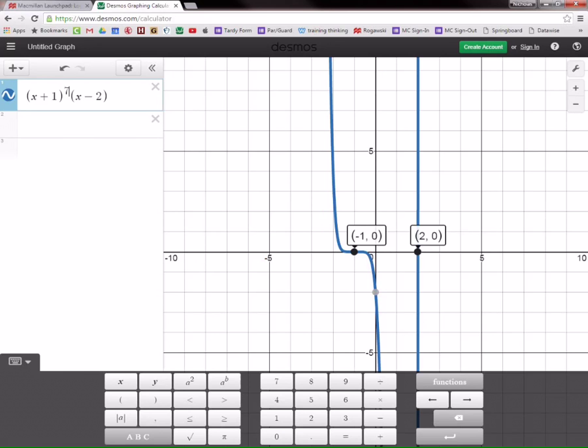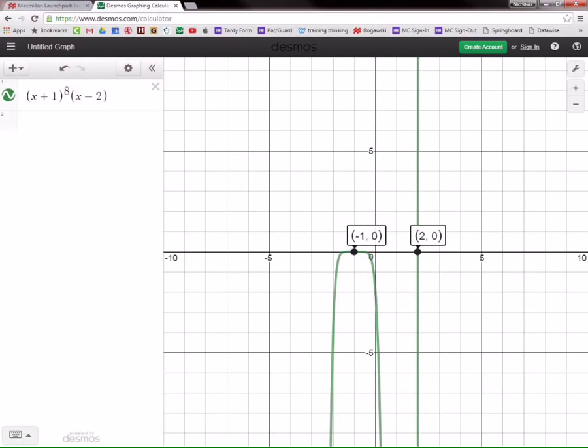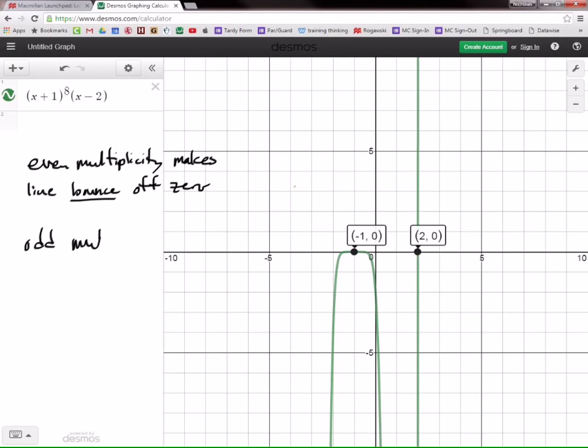Oops, that's the wrong one. Okay, now let's put an even exponent onto our x plus 1 factor. Now you can see that it's bouncing off the 0 instead of going through. So just to recap, if it's an even multiplicity, then the line's going to bounce off of the 0. And if we have an odd multiplicity, it's going to go through the 0.